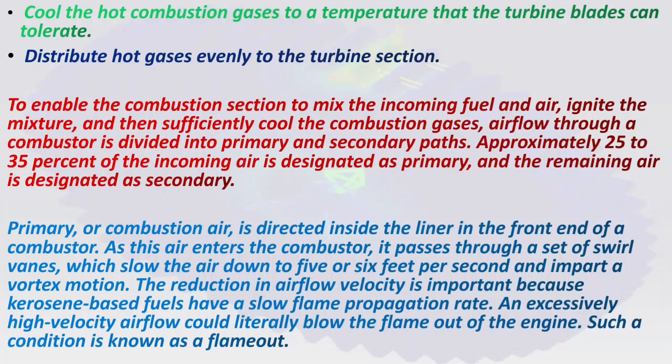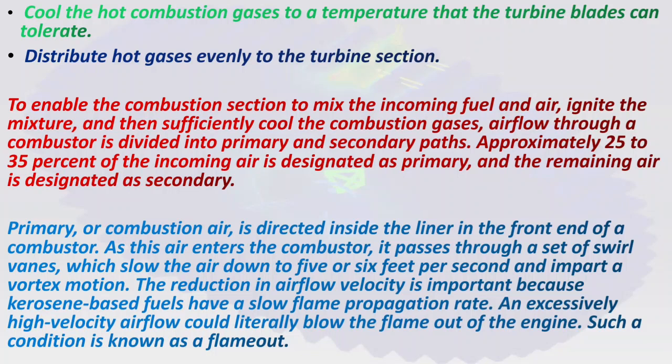As air enters the combustor, it passes through a set of swirl vanes which slows the air down to 5 to 6 feet per second and imparts a vortex motion. The reduction of airflow velocity is important because kerosene based fuel has a slow flame propagation rate and excessively high velocity airflow could literally blow the flame out of the engine. Such a condition is known as flame out.